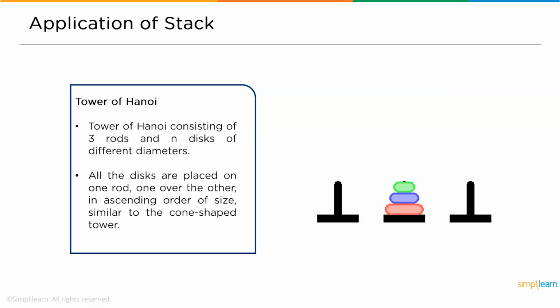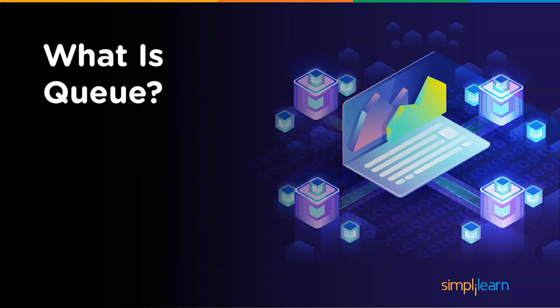Now another application is the Tower of Hanoi. Tower of Hanoi is a mathematical puzzle which consists of 3 rods and n number of discs of different diameters. All the discs are placed on one rod, one over the other, and in ascending order of size, similarly into a cone-shaped tower.